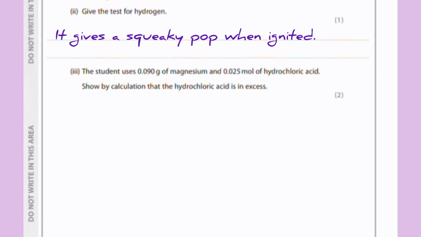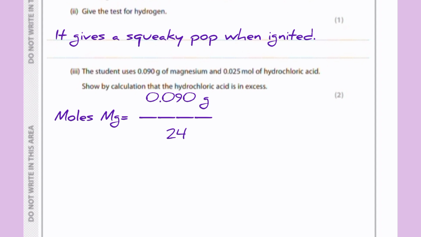Part 3, the student uses 0.090 gram of magnesium and 0.025 moles of hydrochloric acid. Show by calculation that the hydrochloric acid is in excess. First, we need to find the moles of magnesium. The formula for moles is number of moles equals mass over Mr. The mass of magnesium is 0.090 gram and the Mr of magnesium is 24. When we divide 0.090 by 24, we get 0.00375 moles of magnesium.